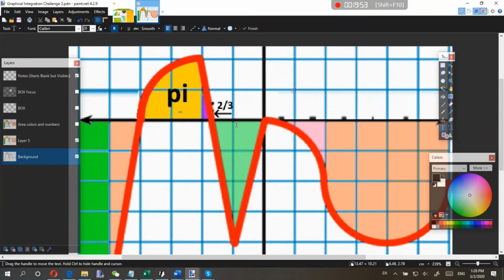Then I've got a triangle here. This base is 1 plus 2/3 or 5/3 with a height of 4. So this would be -10/3 for my area here in green.